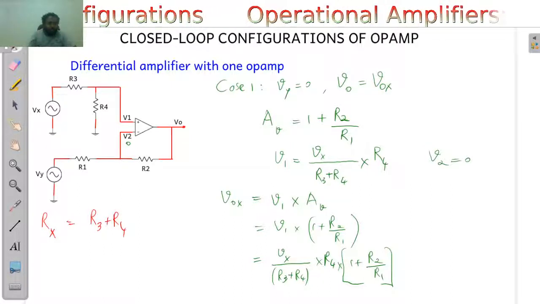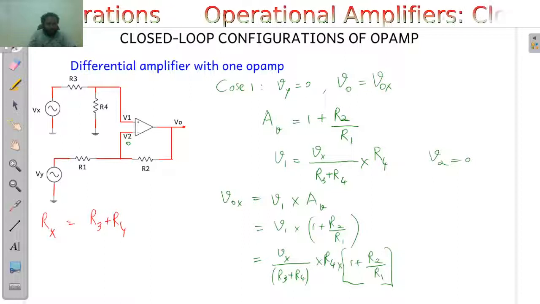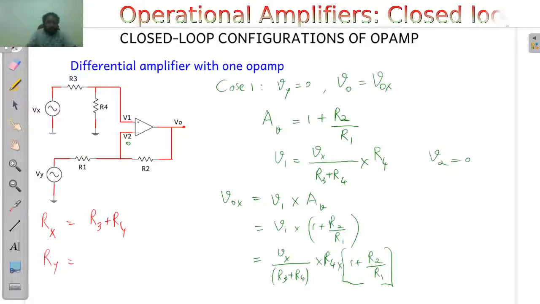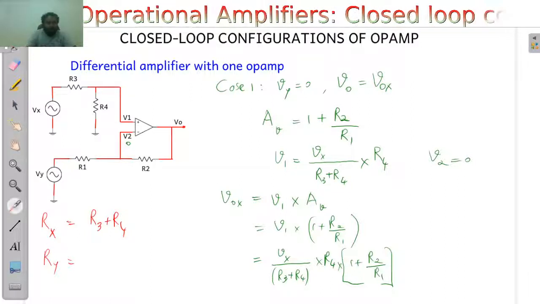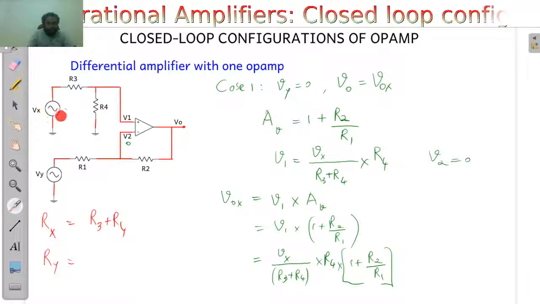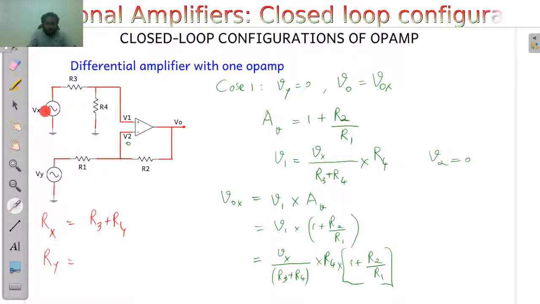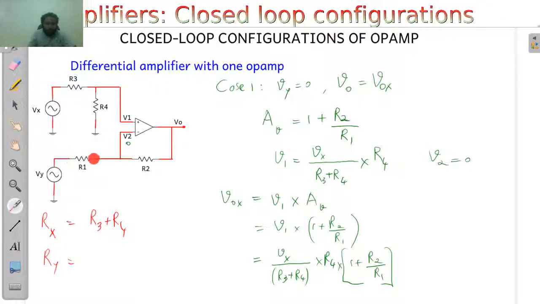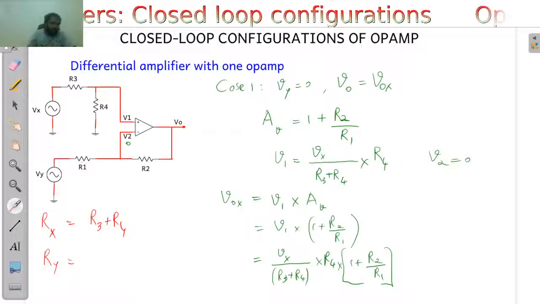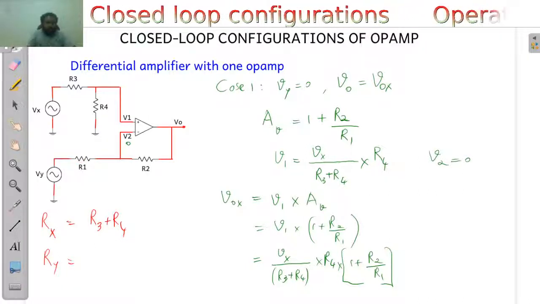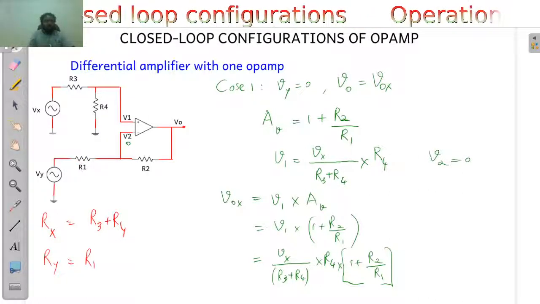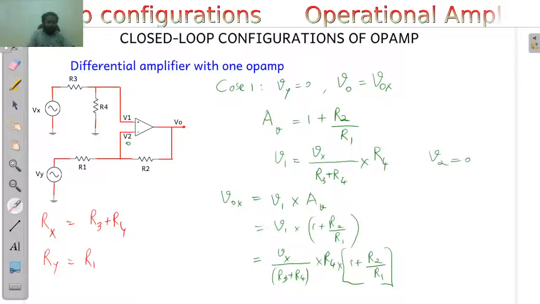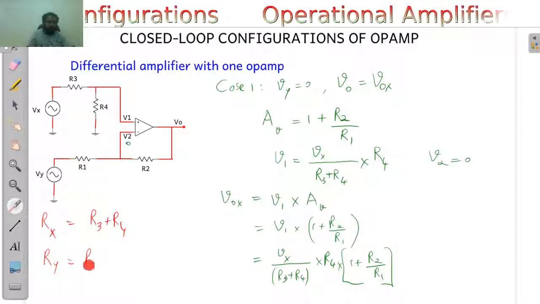Similarly, the input impedance for the source Vy, that is Ry, can be obtained by grounding this Vx. So if you ground this one, the input impedance will be just R1. Okay, so I am writing it down. Ry is equal to R1. So you can see here there is an anomaly in input impedances between the two. So it's not the same for both.